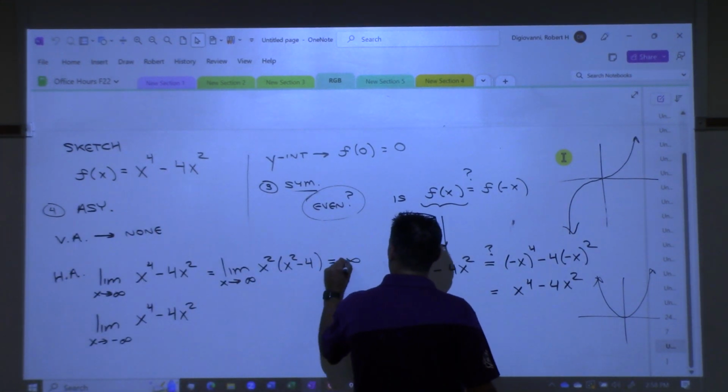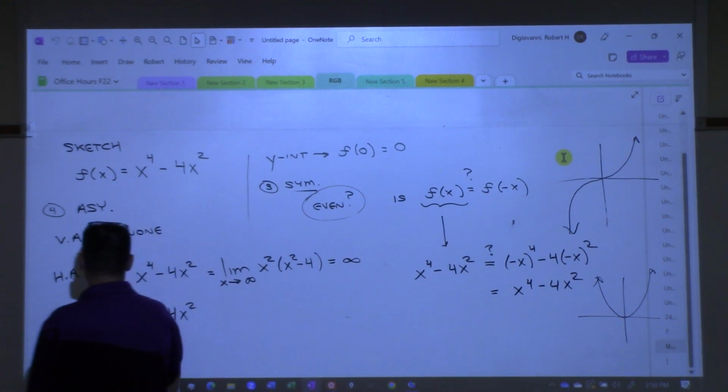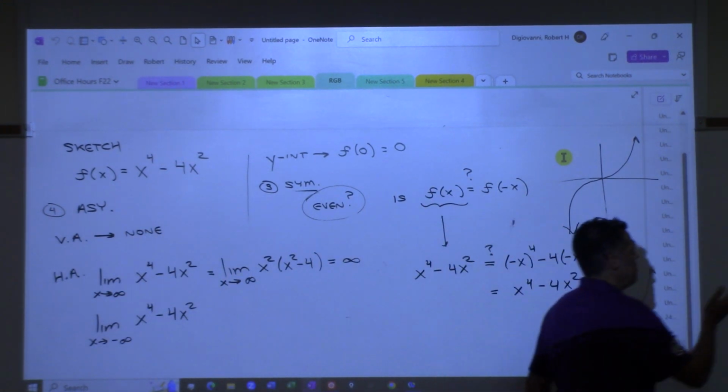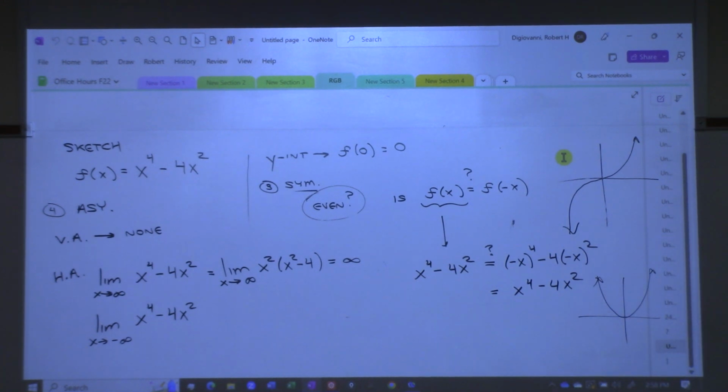What is that telling me is happening? As I go out to the right, where's my graph going? Up. So I should expect to see my graph go up on the right-hand side. Okay?